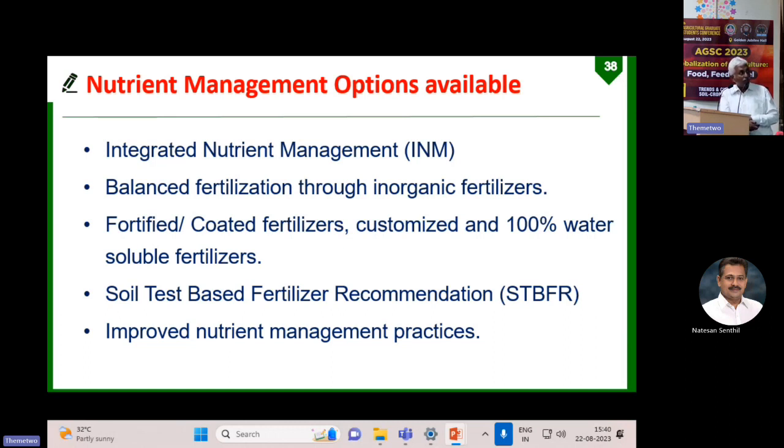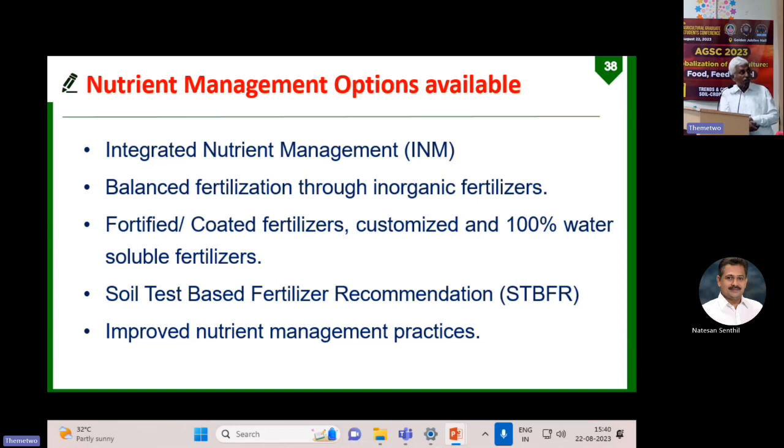You have to go for new fertilizers like fortified fertilizers, coated fertilizers, customized fertilization, and also water soluble fertilizers, wherein we can reduce the doses to meet the crop requirement. And instead of going for a blanket or blind recommendation, one has to depend on soil test based fertilizer recommendations to reduce the dosage to meet the crop requirement.